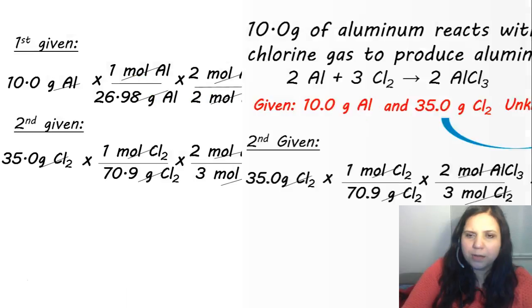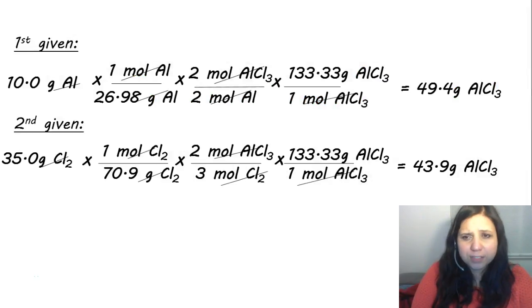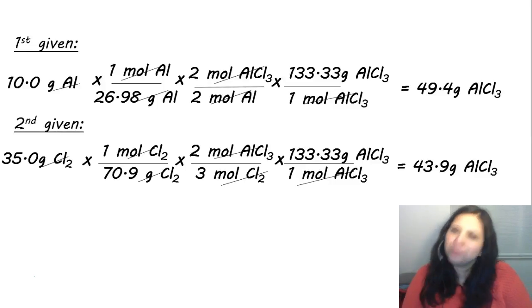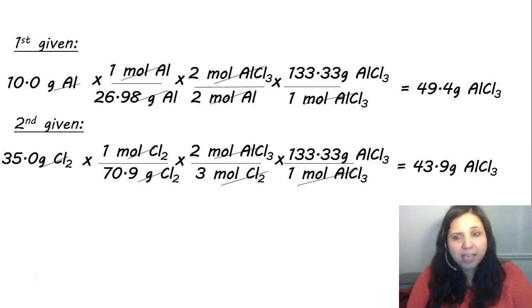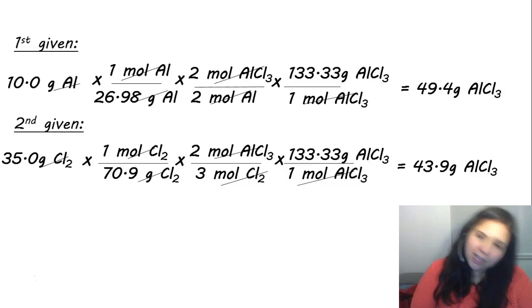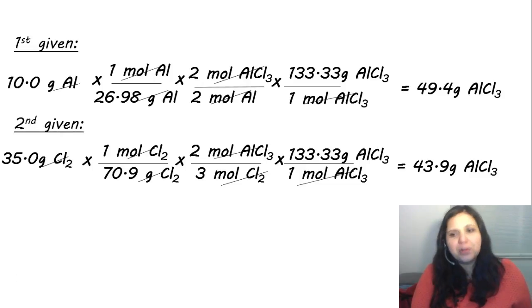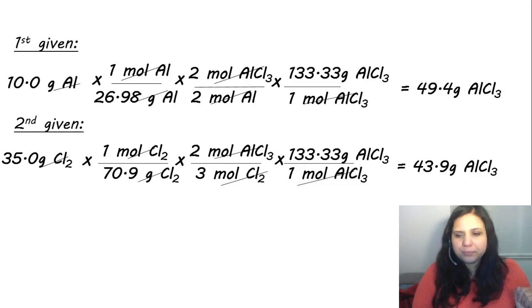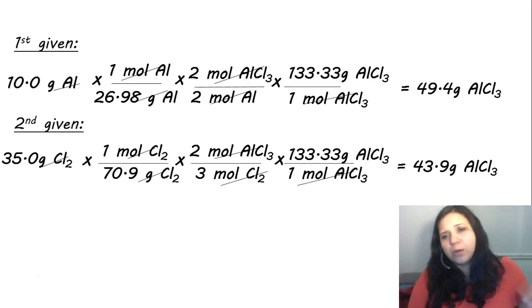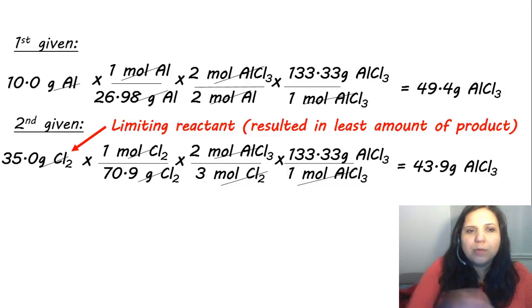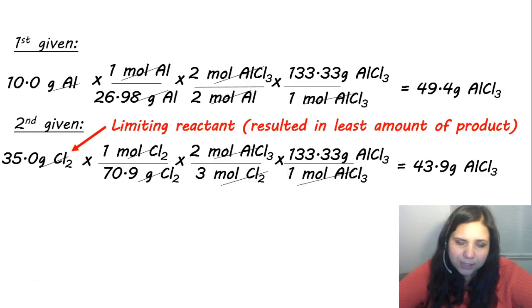So let's compare those. Here we go. The first given gives me 49.4 grams of aluminum chloride. The second given gives me 43.9 grams of aluminum chloride. Which one is the actual amount of aluminum chloride that I can produce? Well, between these two numbers, it's always going to be the one that is the smallest. Okay? And the one that gives you that smallest number, that's going to be your limiting reactant.